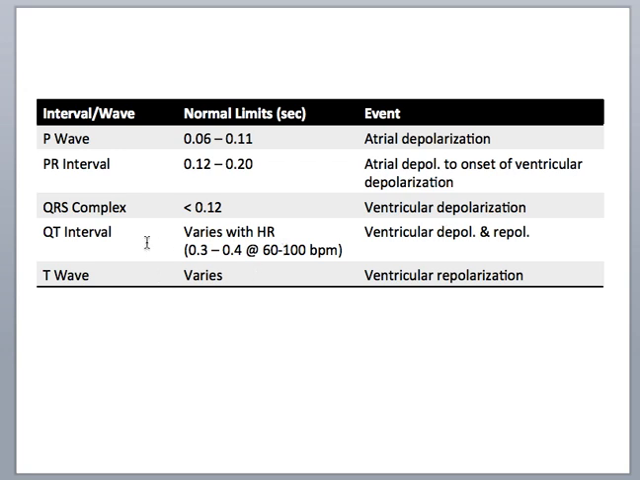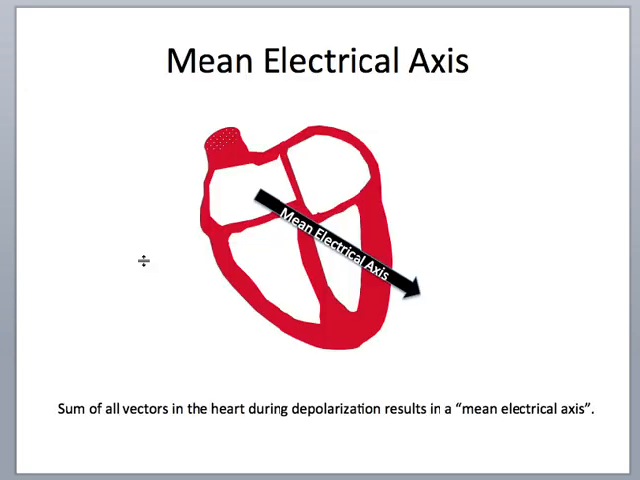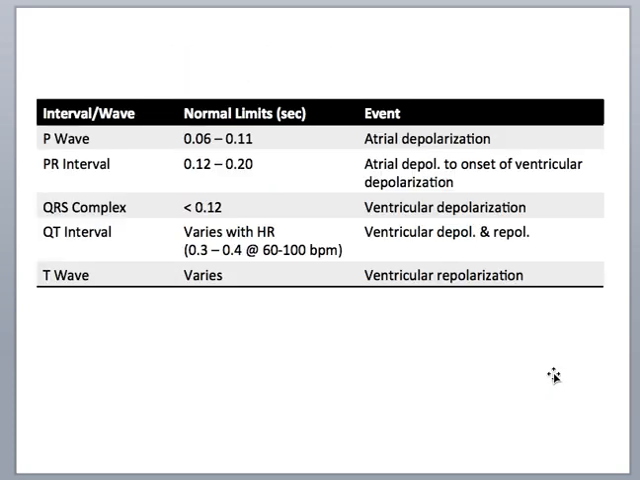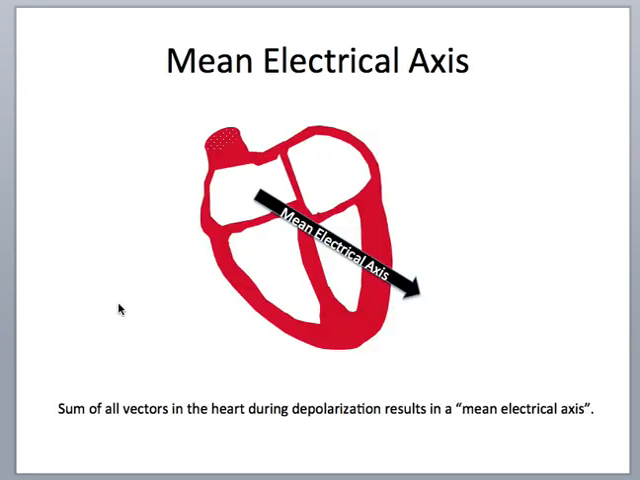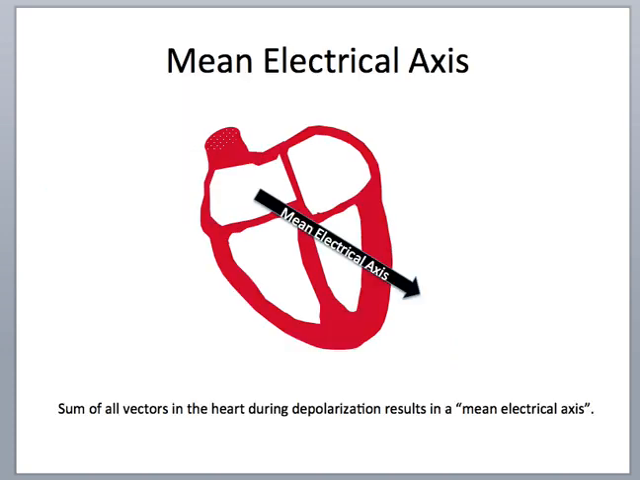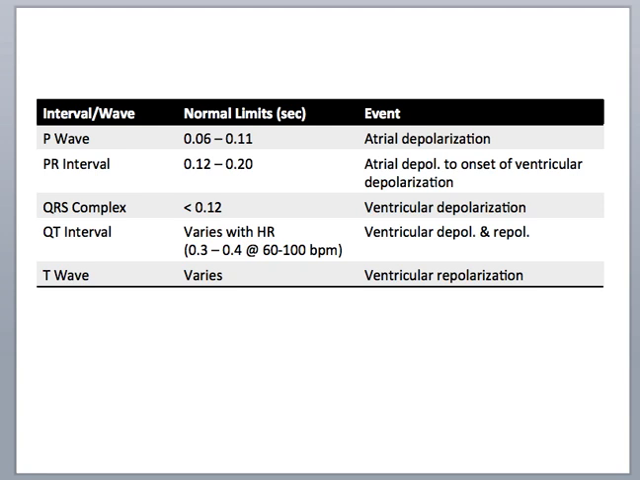And our QT interval is the distance from here to the end of the T wave, and it represents the ventricle depolarization and repolarization. It kind of varies depending on your heart rate, but typically at 60 to 100 beats per minute it's around 0.3 to 0.4 seconds. Our T wave, we didn't really talk much about. That's this wave here. That's due to the repolarization of the ventricles. We usually want that to not be super far away from the QRS complex, but it really varies depending on the person.